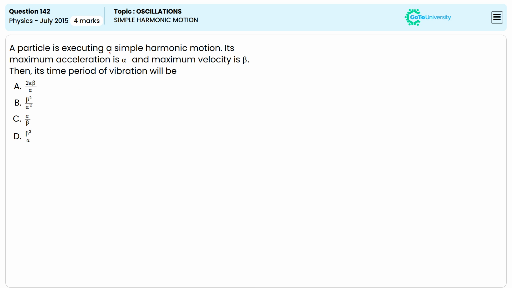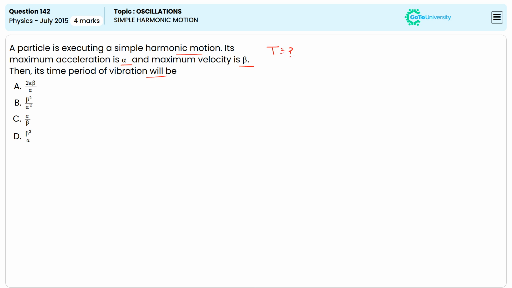A particle is executing a simple harmonic motion, that is SHM. Its maximum acceleration is alpha and the maximum velocity is beta. Then its time period of vibration will be, that is, we need to find the value of the time period here. So that is T. You need to find here.